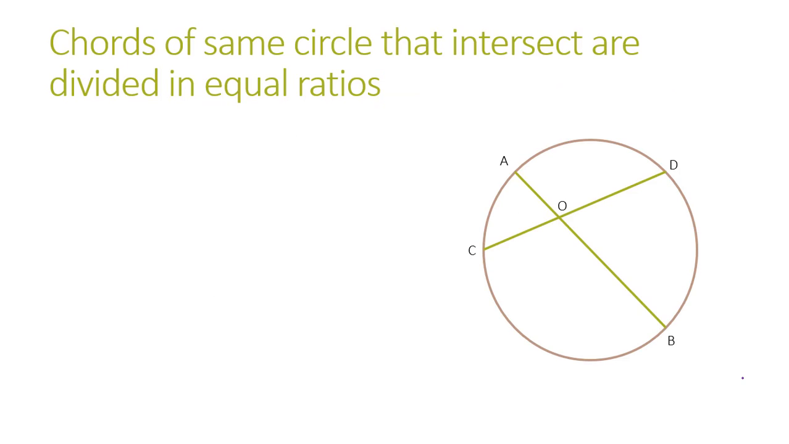Theorem 1 states that chords of the same circle that intersect are divided in equal ratios. Here we have 2 chords. Let us review what chords in a circle are. A chord is a line segment which joins 2 points on the circumference of the circle. So the 2 chords here are AB and CD. These 2 chords intersect and divide each other in the ratio, say A, B, C and D. So the theorem states that A times B is equal to C times D.